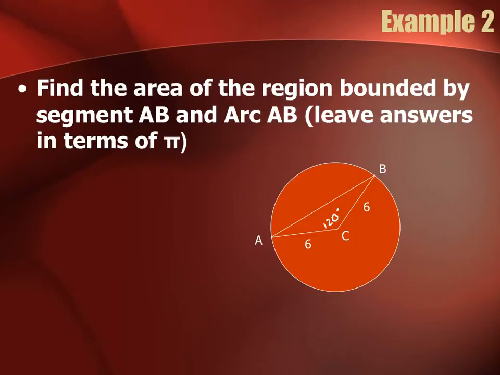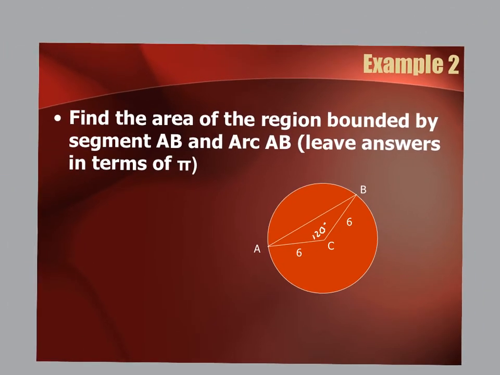This example says find the area of the region bounded by segment AB and arc AB. Leave the answers in terms of pi. So the area bounded by segment AB, so here's segment AB, and arc AB is actually this area in here. So since that's the center angle, 120 over 360 times pi 6 squared. So if I did the area of this sector, I'm gonna get that whole thing, right? And then I have to do what? Subtract what?